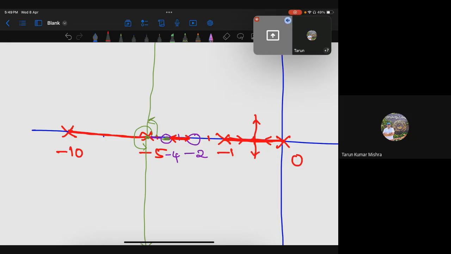Next, the arrivals: it is arriving like this, it is arriving like this. In the starting, we said that out of 4 poles, 2 poles will go to 2 zeros. So how is it necessary that the two poles from -1 and 0 arrive? That you will understand.